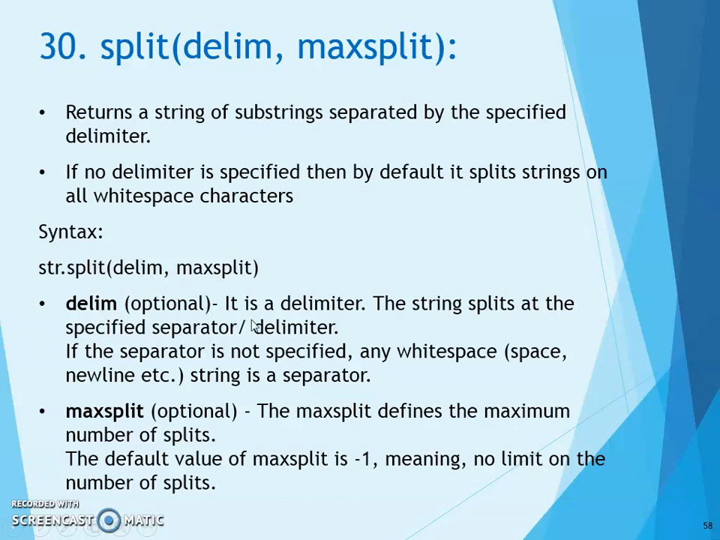So delim is the delimiter. The string splits at a specified separator or delimiter. If this separator is not specified, then it will be split by using white spaces, that is space, new line, tab, etc. Max split is the second parameter. It defines the maximum number of splits. By default, the value of max split is -1, meaning no limit on the number of splits.